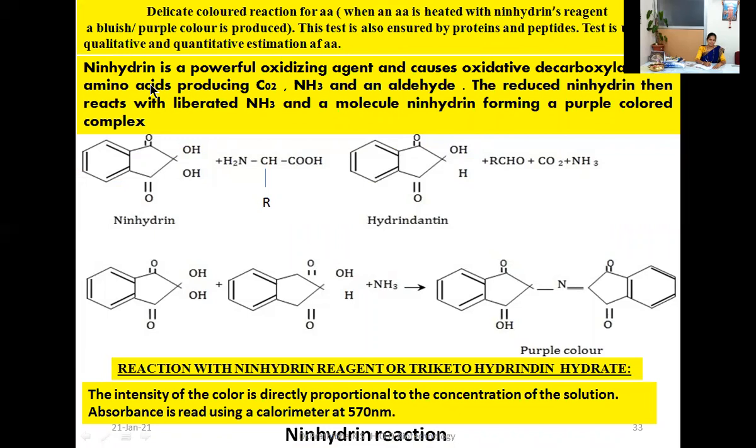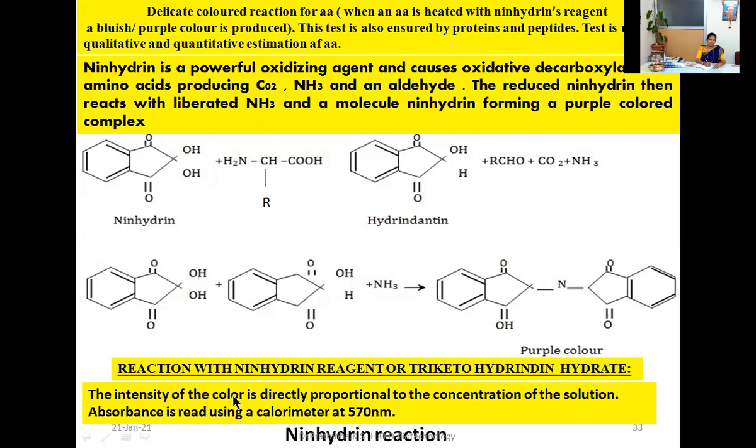So what is ninhydrin here? Ninhydrin is a powerful oxidizing agent which causes oxidative decarboxylation of amino acids, producing carbon dioxide, ammonia, and an aldehyde. Here, the reduced ninhydrin then reacts with the liberated ammonia and with another molecule of ninhydrin, forming a purple colored complex. This is the overall reaction of the ninhydrin reagent. This ninhydrin can also be known as triketohydrindene hydrate.